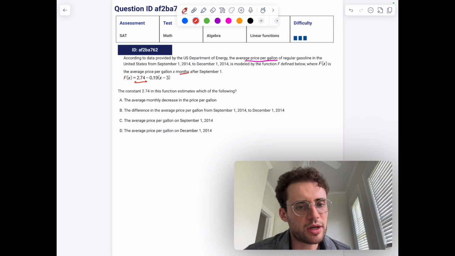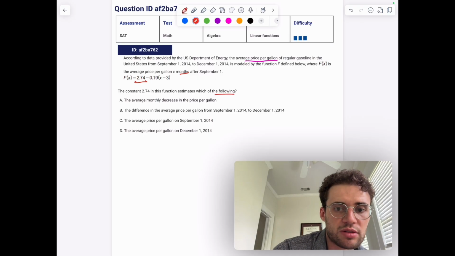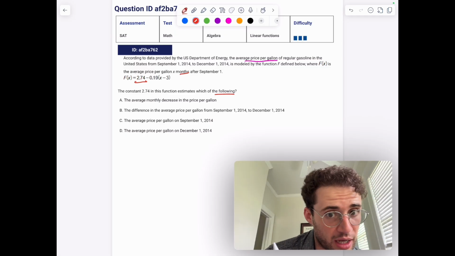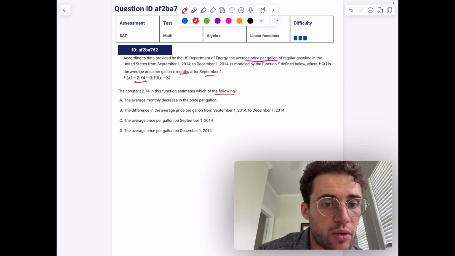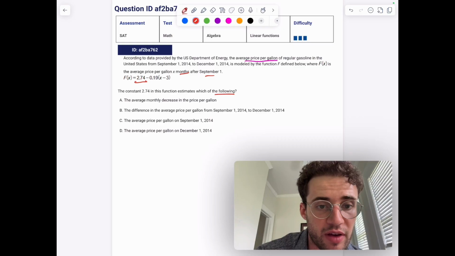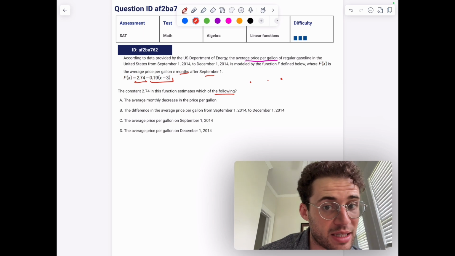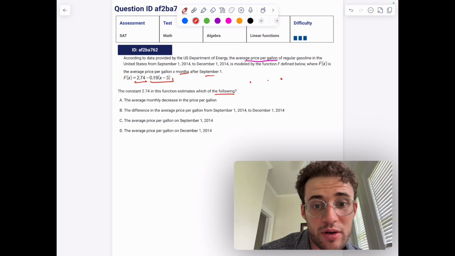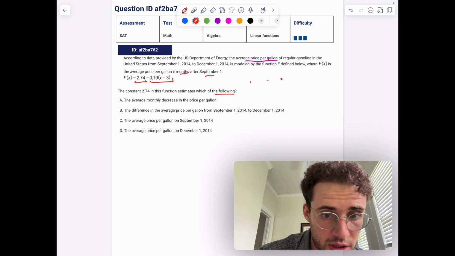The constant 2.74 in this function estimates which of the following. So again, it's not the initial price. 2.74 would only be the actual f of x, the output value, when this part is 0, which is when x is 3. So September, October, November, December. That would be December 1st. So 2.74 is essentially the price on December 1st.